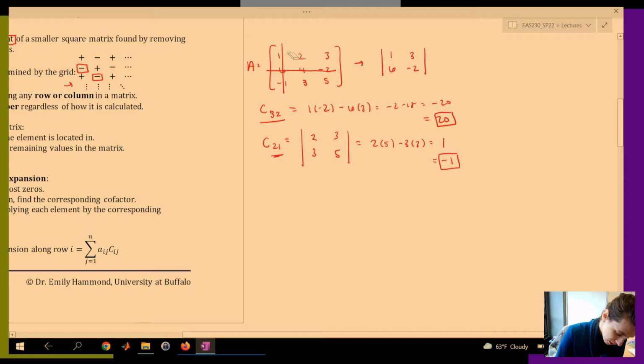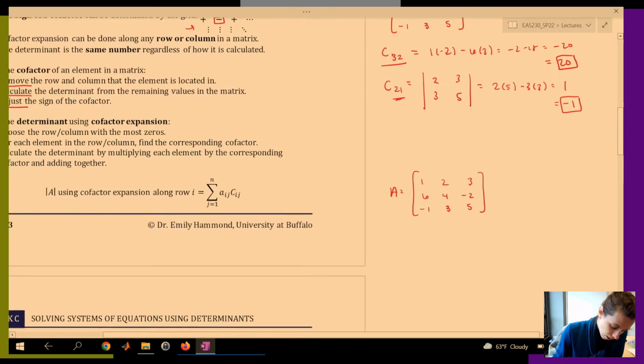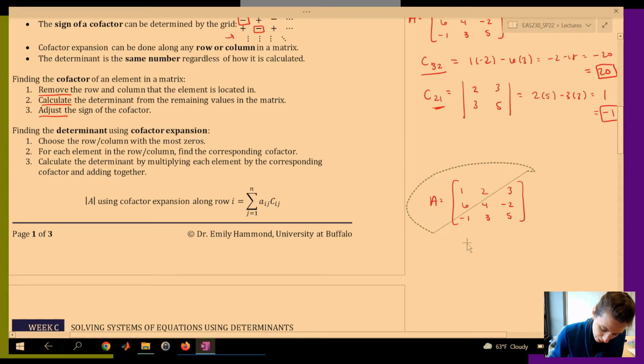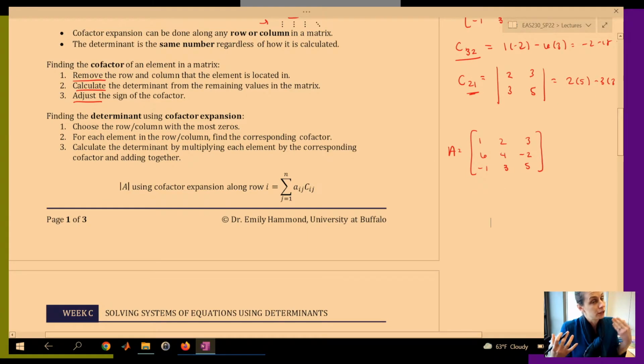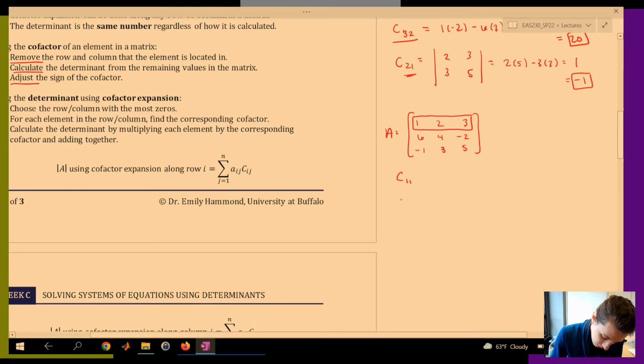Okay, so let me have A again. Let me just copy and paste it down. I want to go ahead and do cofactor expansion in order to find the determinant of this matrix. I'm going to go ahead and pick a row or a column. Generally, you pick the row or column that has the most zeros. I'm going to go ahead and pick this row. It's the most common row to be picked, row 1. I'm going to go ahead and find the cofactor for each element. So that means I need C11, C12, and C13.